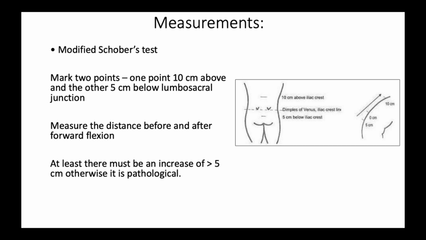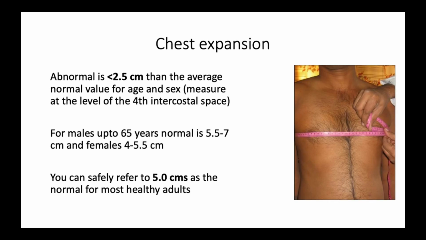So look, feel, move, measure. Coming to the measurements, we have the modified Schober's test, performed by drawing one point 10 cm above and the other 5 cm below the lumbosacral junction. Measure the distance before and after forward flexion. A value of more than 5 cm is normal.